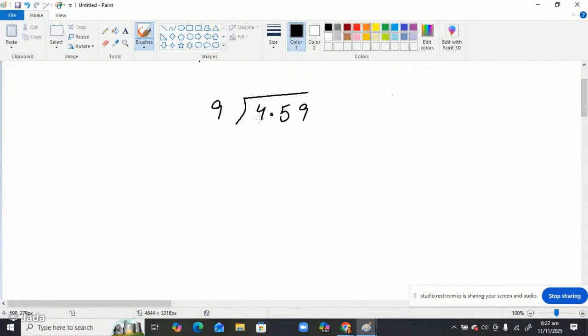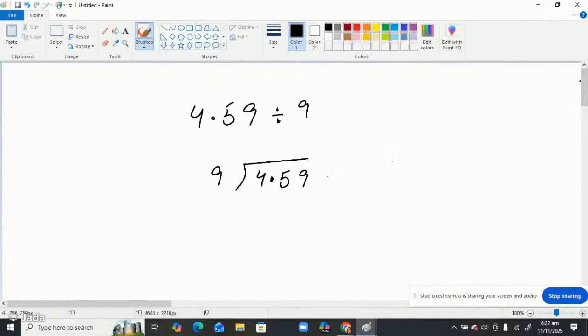Now look, the first digit is a 4, which is smaller than 9. And there is a decimal point. If there is no decimal point, we just move it this way, like in the previous question we have done, 8 times 2 is 16. But in this one, there is a decimal point. So we just place a 0 and then the point. Now it becomes 45. 9 times which number is 45?